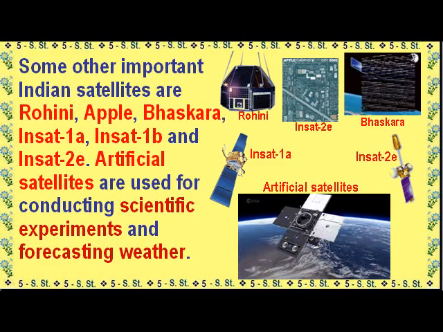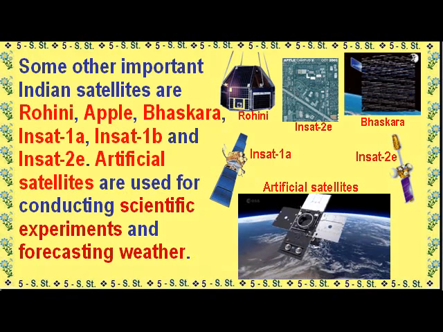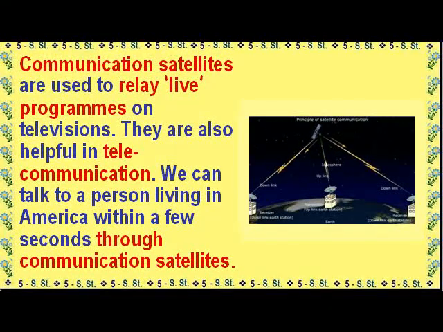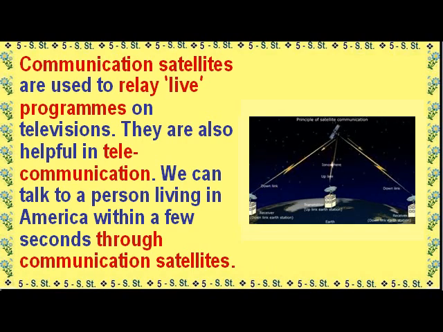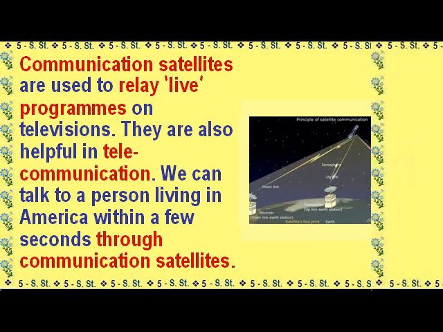Artificial satellites are used for conducting scientific experiments and forecasting weather. Communication satellites are used to relay live programs on televisions. They are also helpful in telecommunication. We can talk to a person living in America within a few seconds through communication satellites.